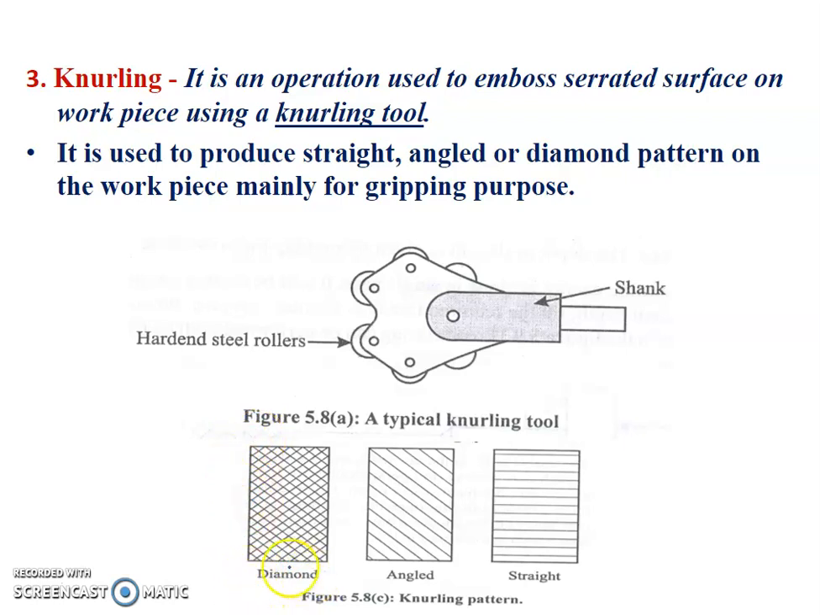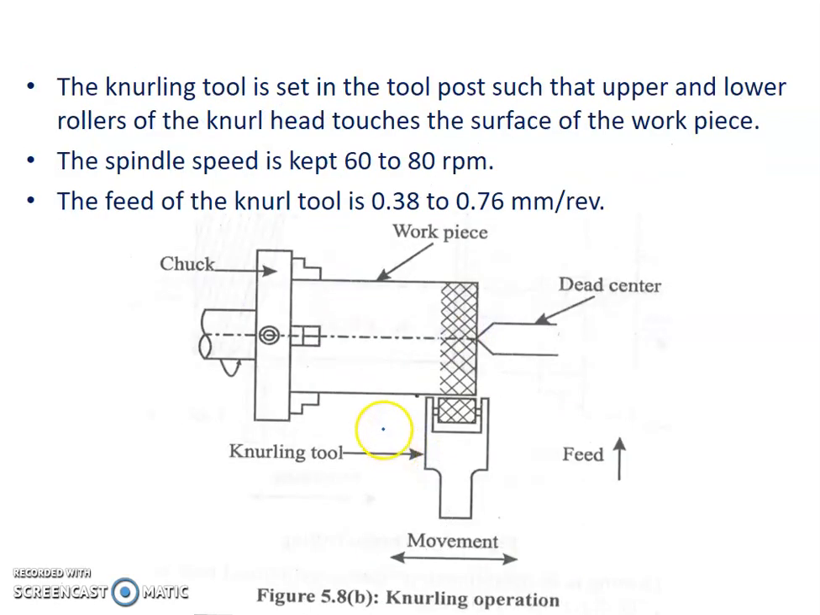Okay, what are all the different surfaces produced? One is the diamond, diamond shaped impressions. We can produce them on the external surface of the cylindrical workpiece, and we can produce angled impressions or straight impressions also by using a knurling tool. So here we can see how it is done.